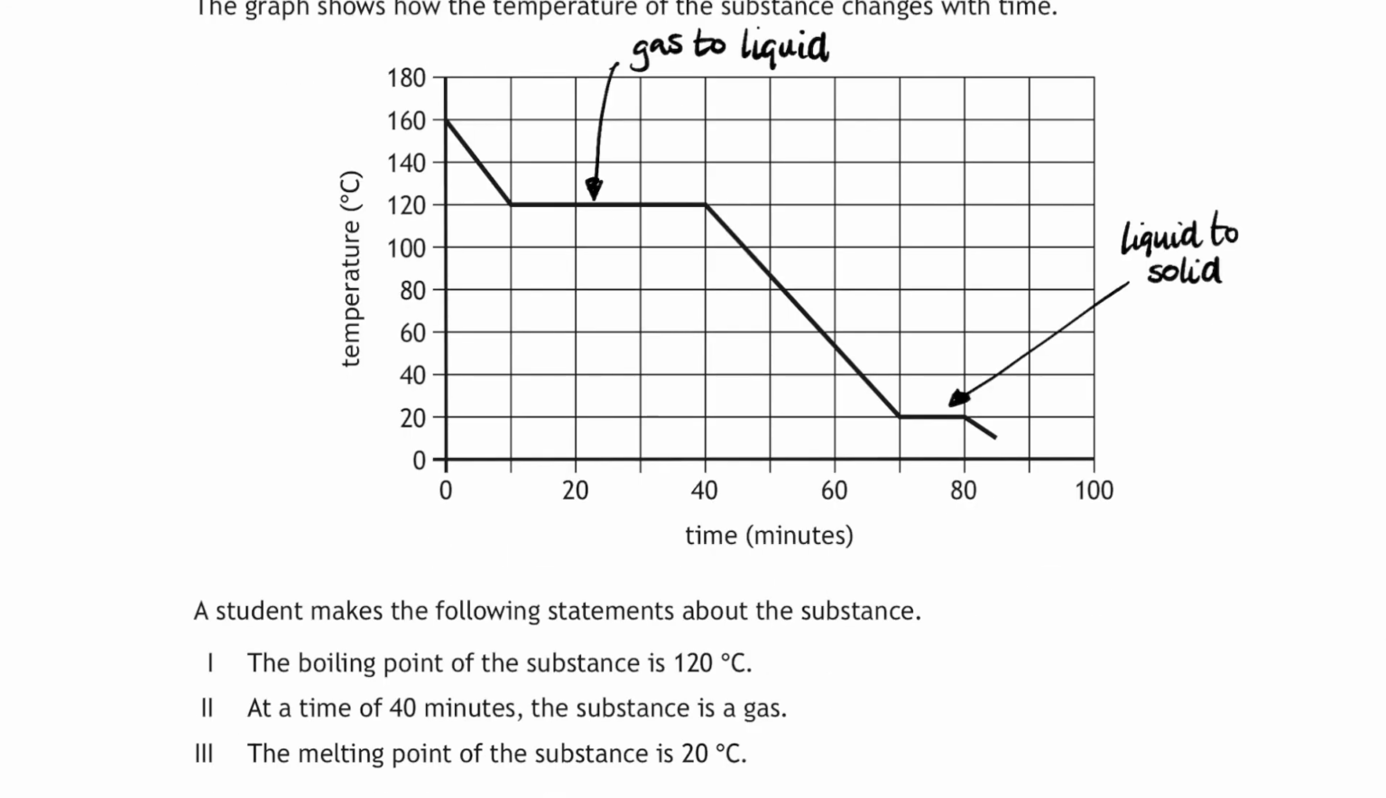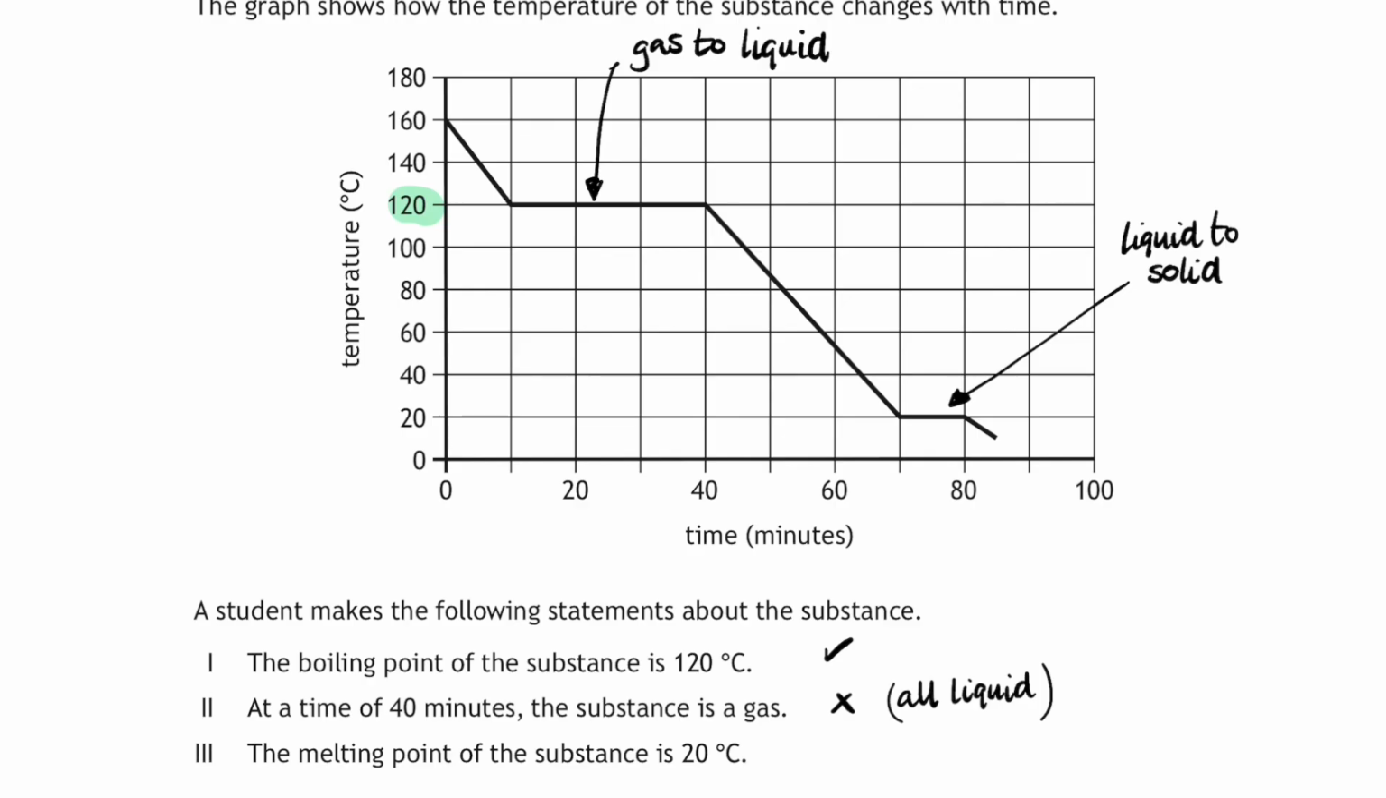And then we're told the student makes the following statements about the substance. Statement 1. The boiling point of the substance is 120 degrees C. Well, that is correct, because your boiling point is the point at which you have the liquid to gas state change, when you are either heating it or it's cooling down. So that's correct. Statement 2, at a time of 40 minutes, the substance is a gas. Well, at 40 minutes, it has finished changing from a gas to a liquid, so it will be all liquid.